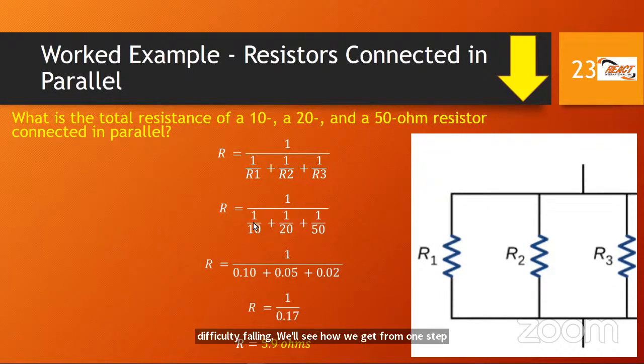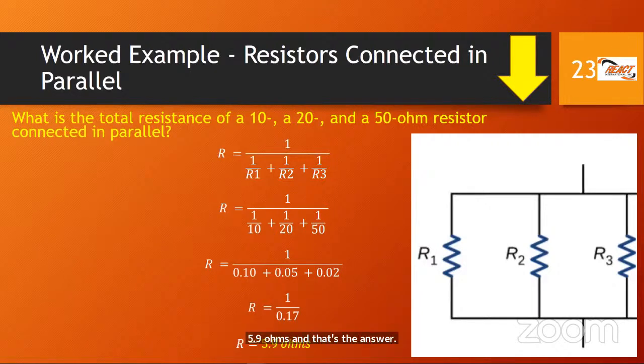We're just showing it for clarity so that anyone who has any difficulty following will see how we get from one step to the next. So 1 over 10 is 0.10. 1 over 20 is 0.05. 1 over 50 is 0.02. So we are continuing to solve. And therefore, when we add 0.10 plus 0.05 plus 0.02, we should get 0.17. And that's the next equation. R is equal to 1 divided by 0.17. We use our calculator and we get R is equal to 5.9 ohms. And that's the answer.